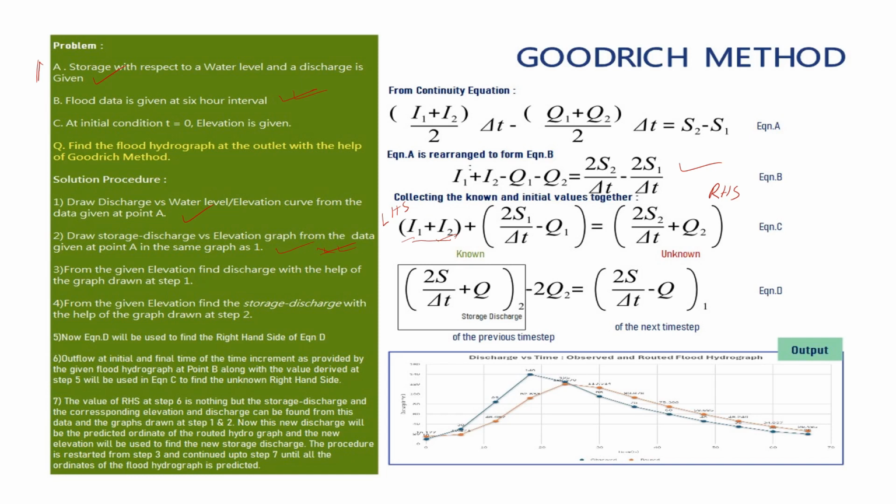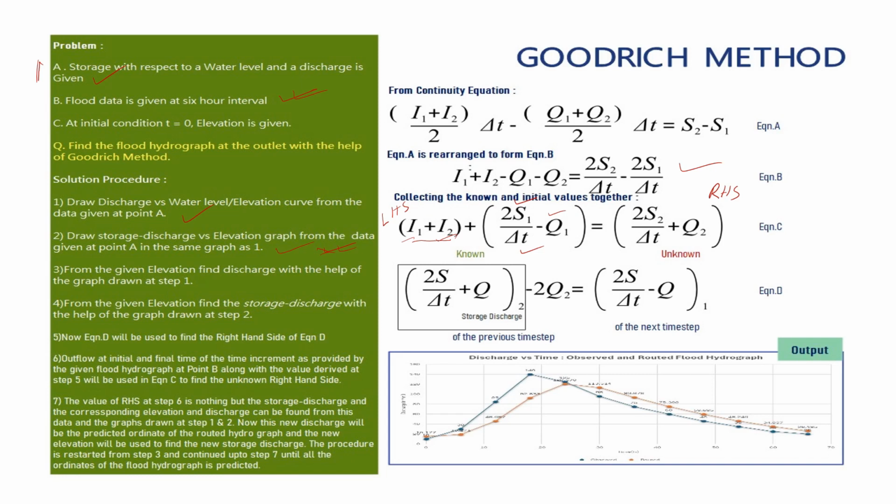Now come to plus 2S1 by del T minus Q1. This is what I was saying, the 2S1 by del T minus Q1 data. Here the problem is that we do not know S1. Del T we know, Q1 also we know. Q1 is the outflow at point 1. So Q1 also we don't know.